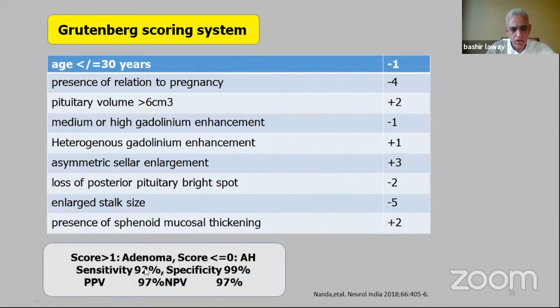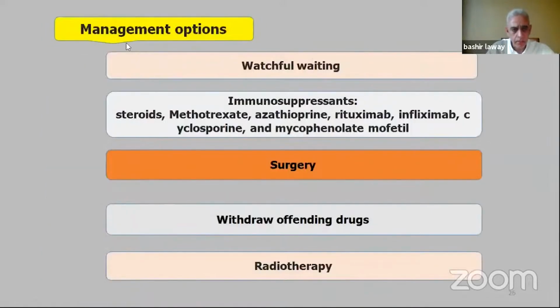So it has a sensitivity of around 92% and specificity of 99%. So what are the treatment options? There are 3 options. One is just watchful waiting, which most of us do. Second is we can give immunosuppressants. First we give glucocorticoids. If somebody doesn't tolerate or doesn't respond to steroids, we can give any of these: methotrexate, azathioprine, rituximab. Theoretically, people have given it. Surgery, I will talk later on.